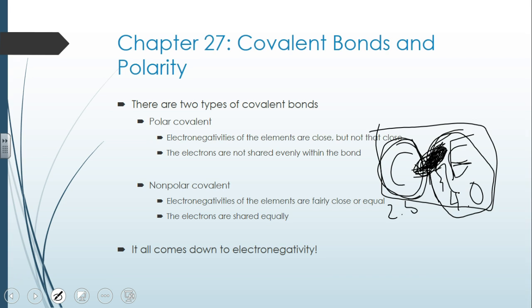So, that is the two types of covalent bonding and how we can tell the difference. And it all relates back to that crazy periodic trend, or that crazy property of an element that we can tell from the periodic table, which is called electronegativity.